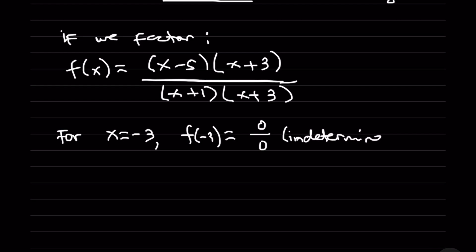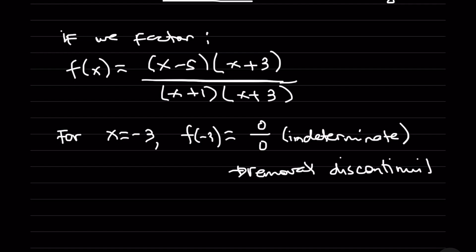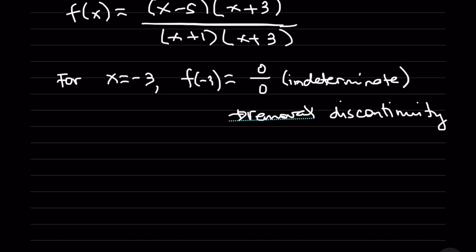By inspection, if the value of x is equal to negative 3, you see that the numerator and the denominator would both be equal to 0. We have a value that is indeterminate. That is a characteristic of a removable discontinuity.